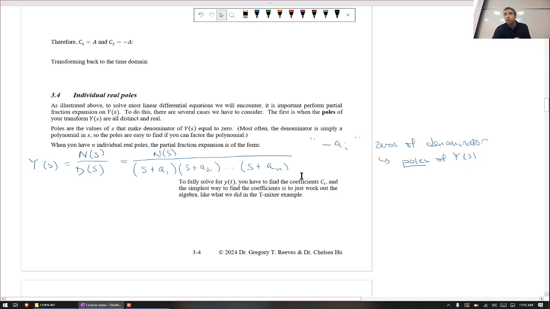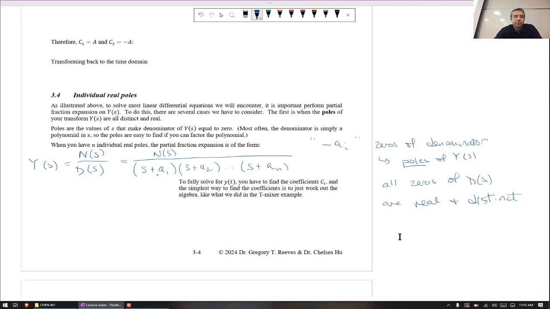So what we're looking at right now is the case in which all zeros of D of S are real and distinct. So that's the case we're looking at now. And if they're all real and distinct, then that's the case in which you can factor them into these binomials. And that's the typical case that we'll be dealing with in here. But there are two other cases that we'll talk about in a sec.